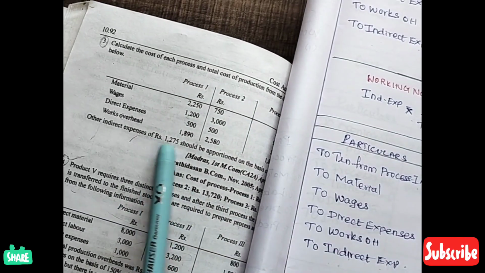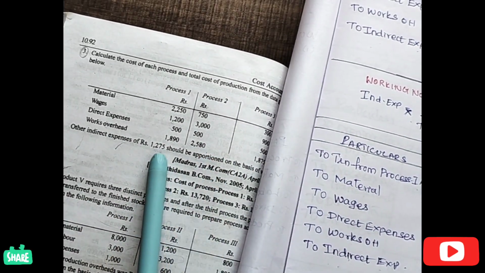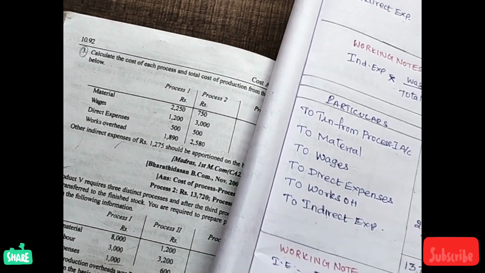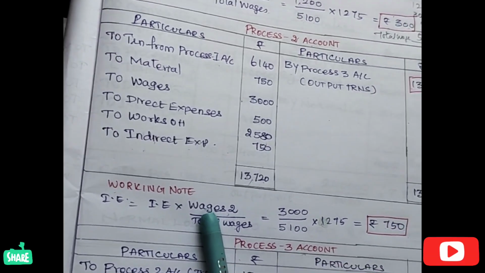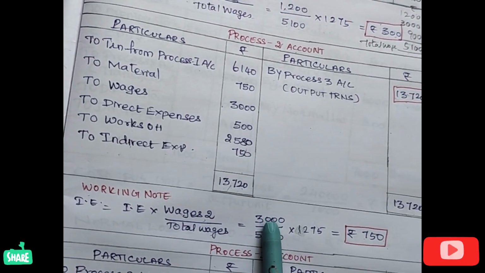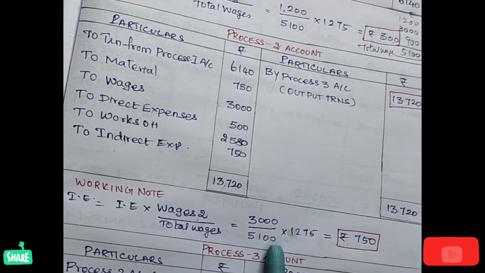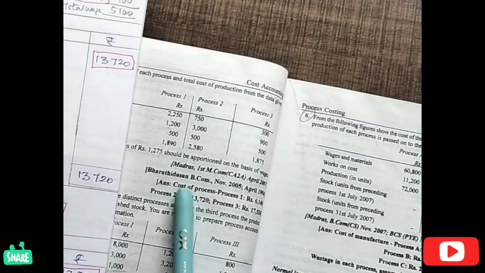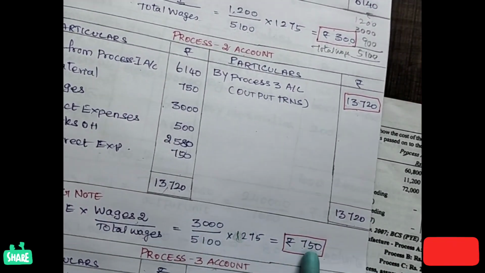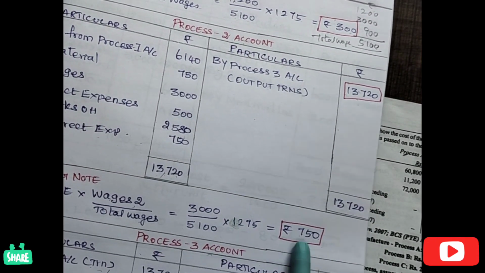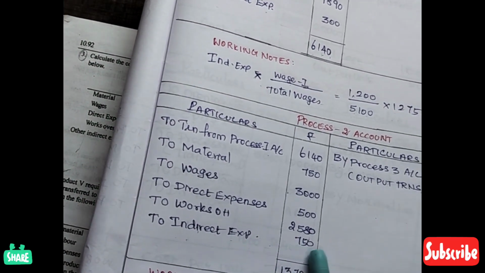Then in the additional information, we have to add all the wages to calculate the indirect expenses. In the numerator we have to write process 2's wages. Okay, so process 2's wages is 3,000 divided by total wages 5,100. We'll enter it in the denominator. For indirect expenses, they have given in the question 1,275. After cancelling it, you will get 750 rupees. That 750 rupees is called what? Indirect expenses entered.